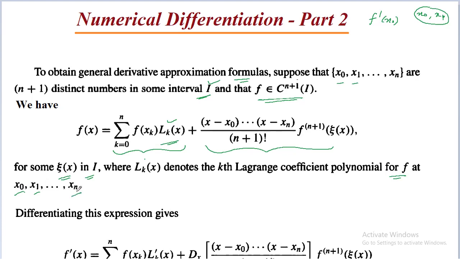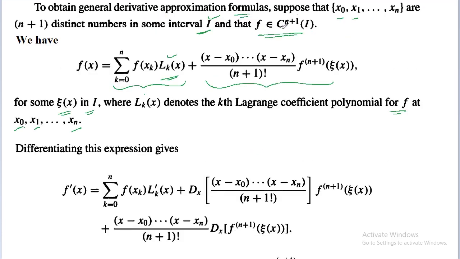Now we have to approximate the derivative f dash at the point x0. If we differentiate this formula, we have f dash of x equal to summation over k from 0 to n. Here f of xk is a constant with respect to x, so we can take it outside. Lk of x is a function of x.